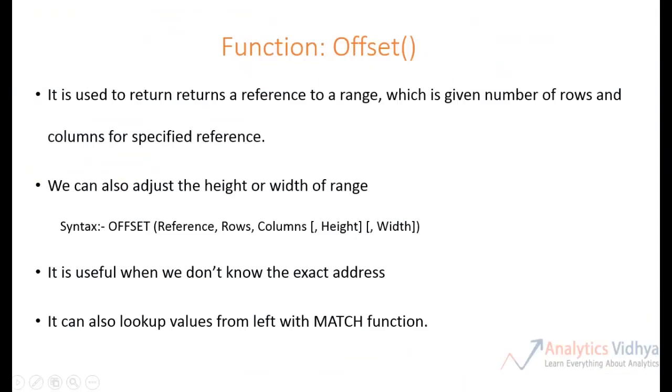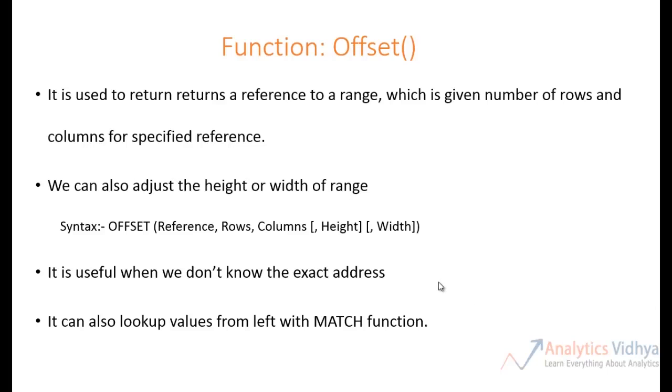The OFFSET function returns a reference to a range cell which is up or down by a given number of rows and right or left by a given number of columns from a given source reference. We can also adjust the height and width of the given reference. That means we can change the shape of the reference at the destination. Let's look at the syntax.